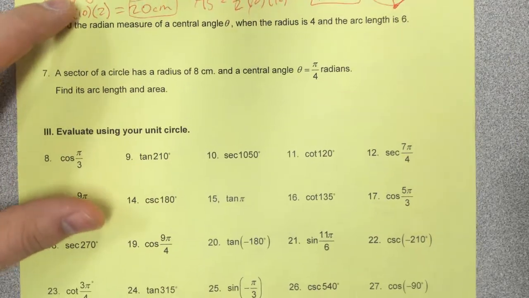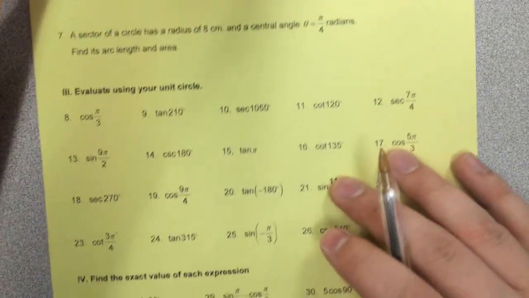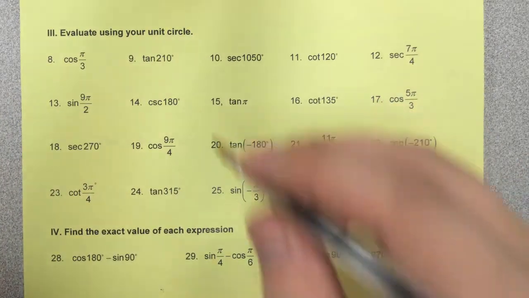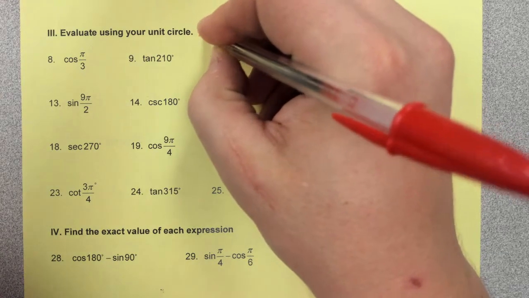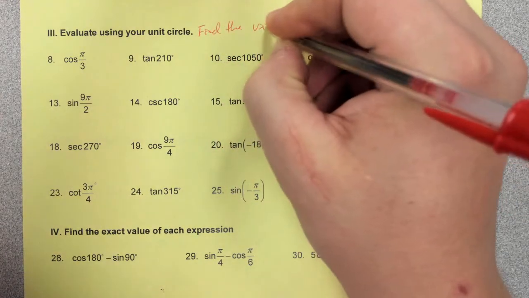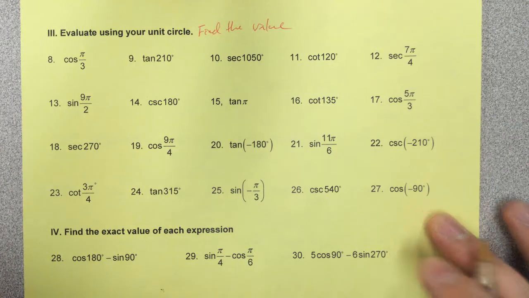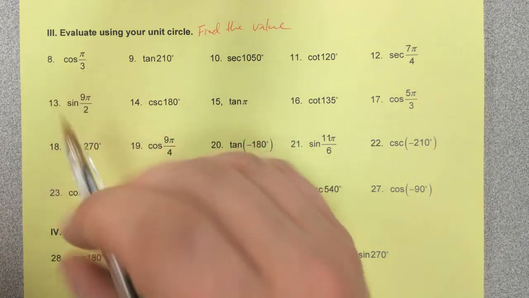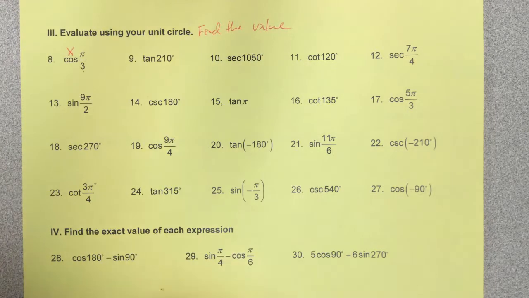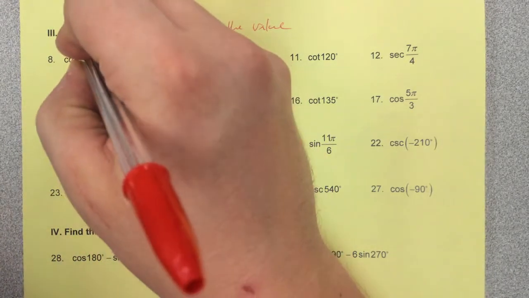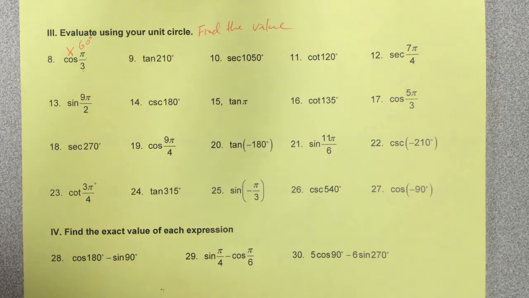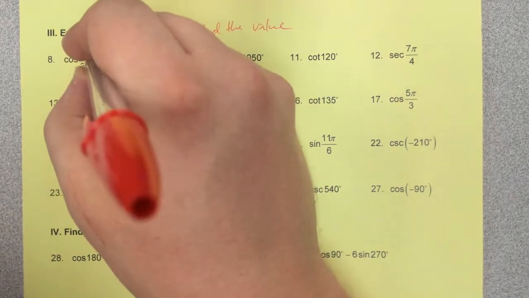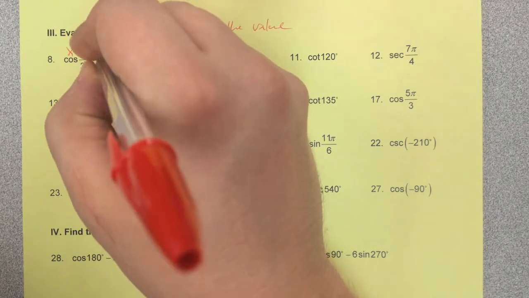Okay, so down here in section 3, it says evaluate using the unit circle. So basically what that means is, find the value. So we'll just pick some random ones in here. Cosine of pi over 3. Cosine is the x value at the angle pi over 3, which also happens to be 60 degrees. So we're looking at the x coordinate at pi over 3. Well, that would just be 1/2.